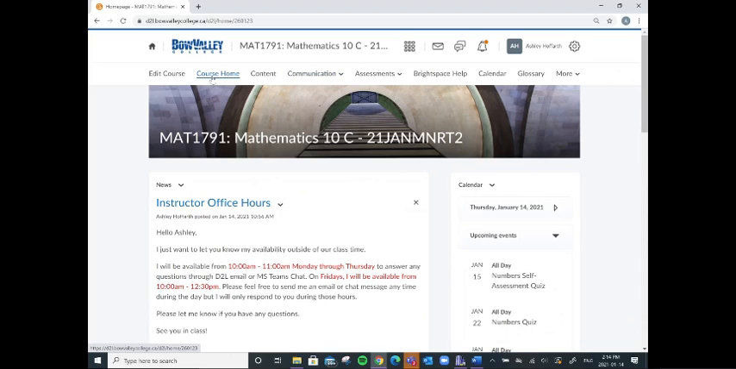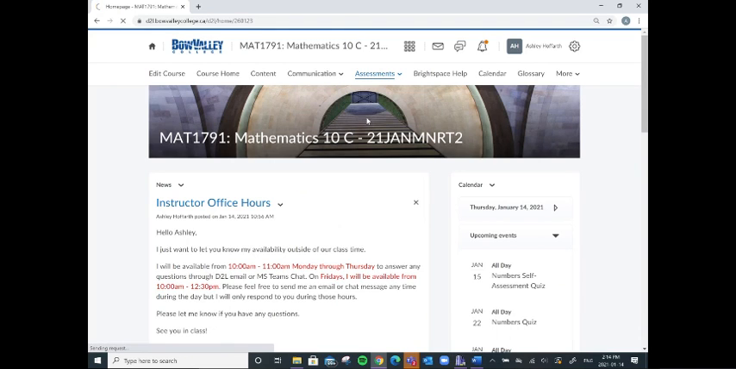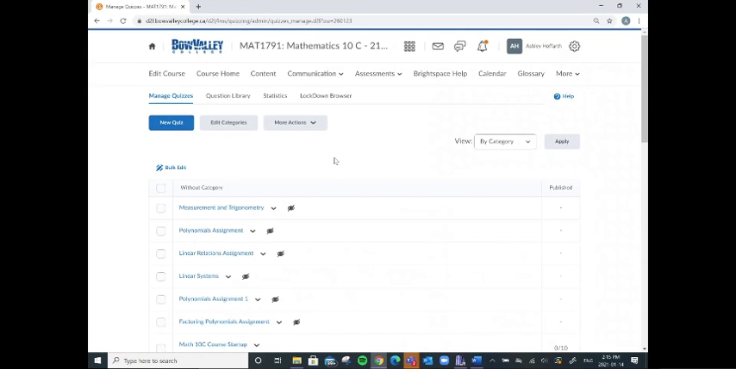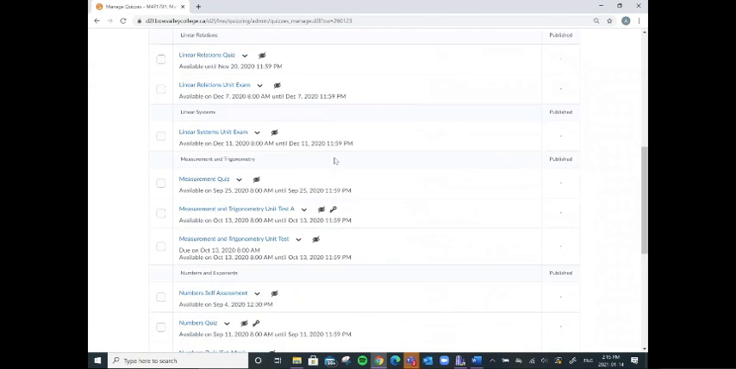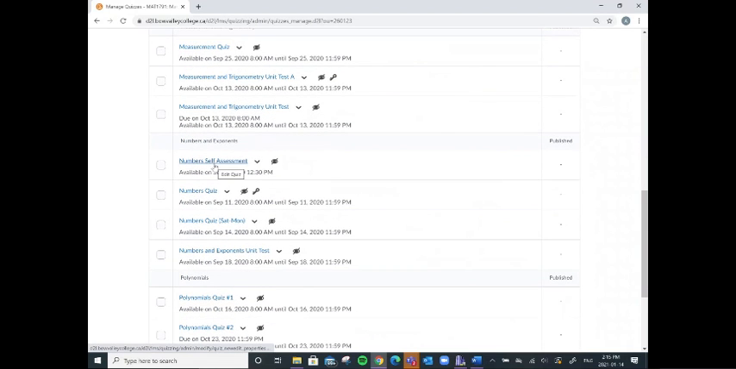Another way you'll be able to always find your assessments is in the Assessments menu up top here. Click the drop down and go right to Quizzes. You won't be able to find it yet because the quiz isn't available to you, but it will be called Numbers Self-Assessment. That'll pop up tomorrow at 8 a.m. You'll be able to see this when you go into this menu, and just click on it.